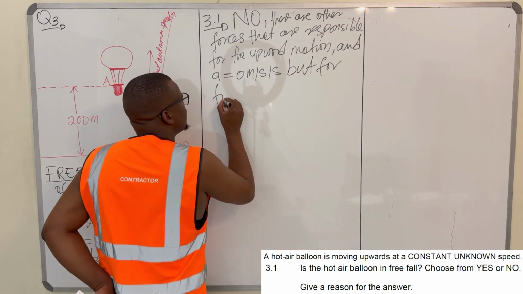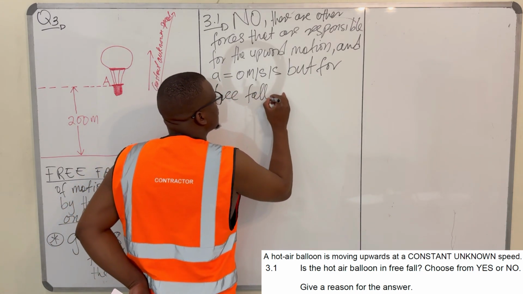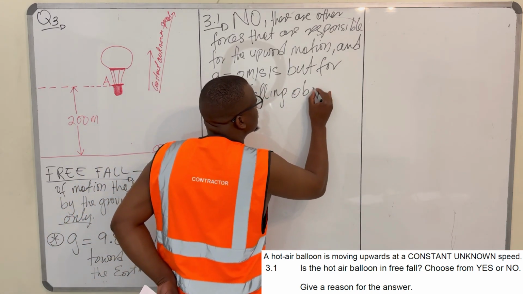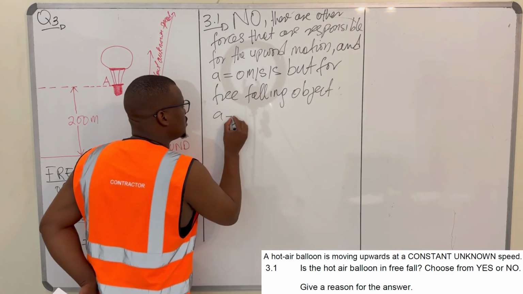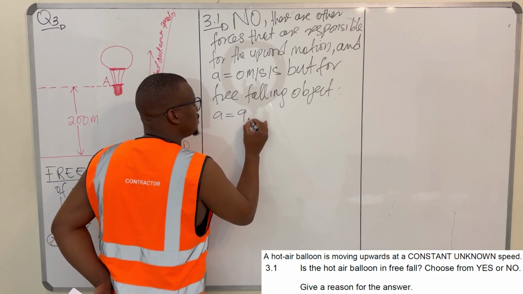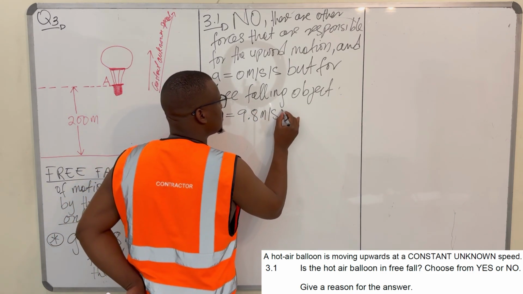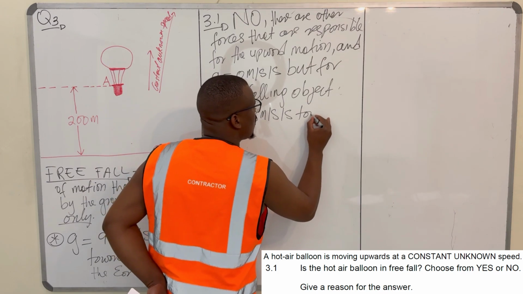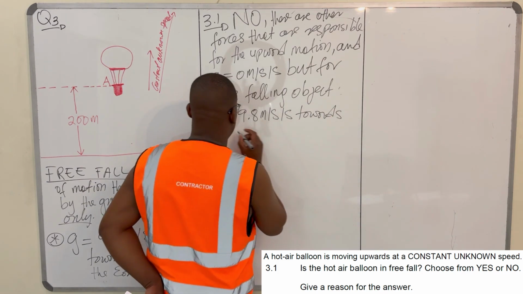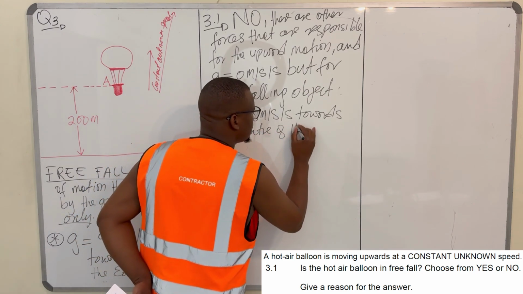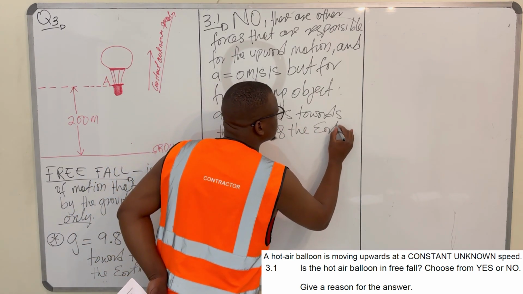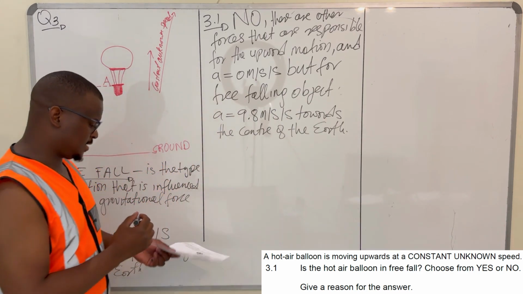But for free-falling objects, your acceleration should be what? 9.8 meters per second squared towards the center of the Earth. That's it.